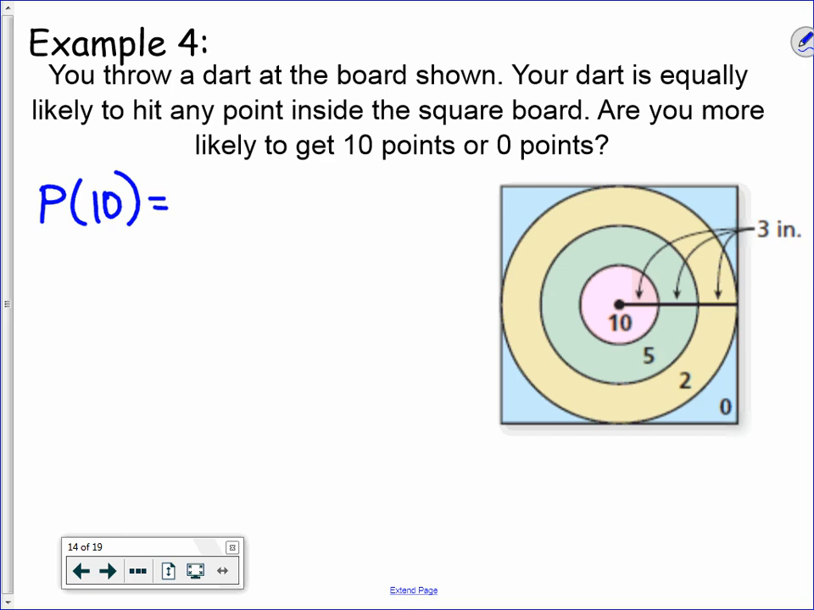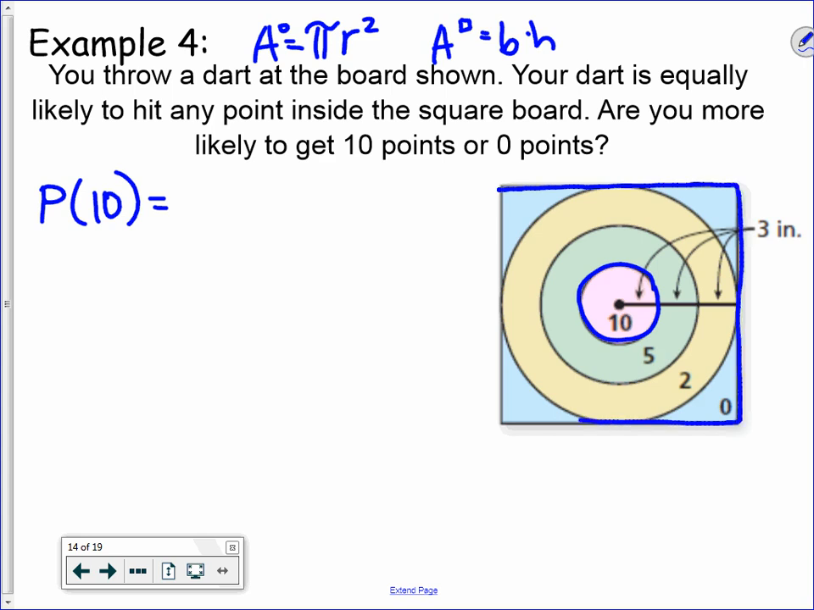So notice that the 10 points is coming from this circle here. Just to let you know, the area of a circle is pi r squared, and the area of a square is base times height. We're going to have to use that in this picture. The area of this circle is what we want to find, but the total outcome is the board itself. So this is the total. The circle is what you're trying to find.